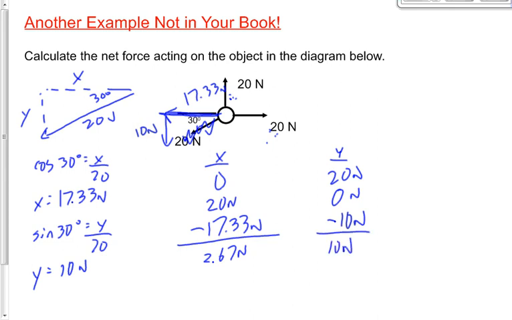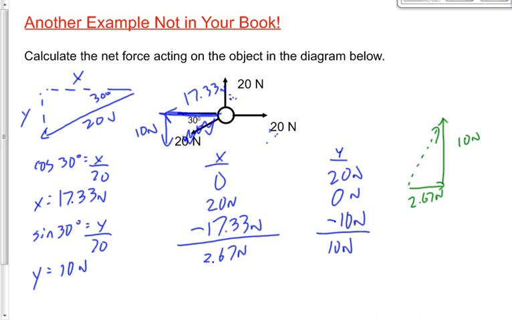Now what? Now what? You guys know the answer to this, right? We've never done one like this, but you know the answer. Last thing I'm going to ask you today. Now what? You got it. Right angle triangle. Vector diagram. 2.67 newtons this way. 10 newtons this way. The net force is the sum of those forces.